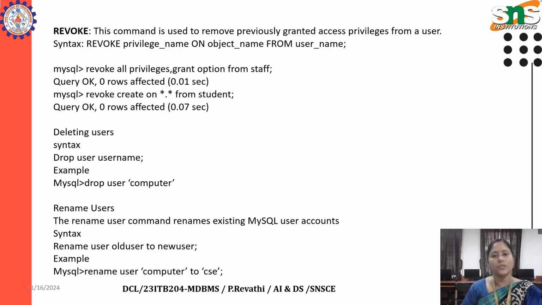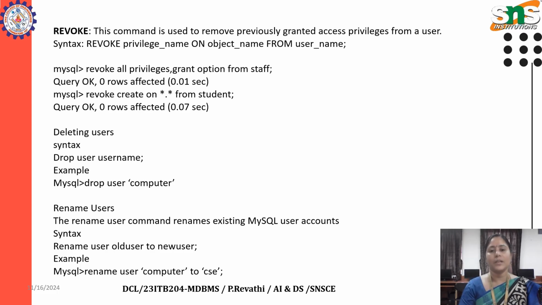Revoke. This command is used to remove previously granted access privileges from a user. Syntax for revoke command: revoke privilege name on object name from username. Revoke all privileges, grant option from staff. Now we remove all the privileges from the user staff.